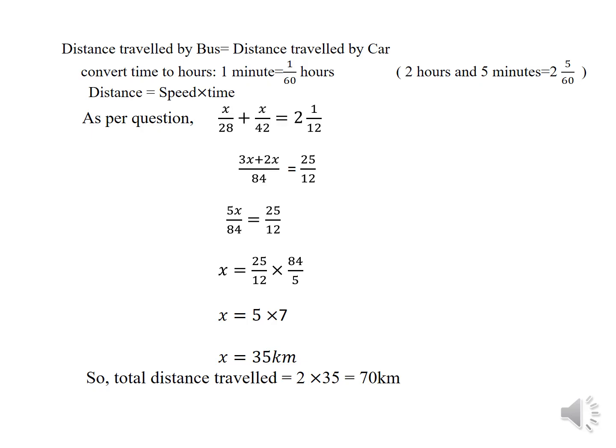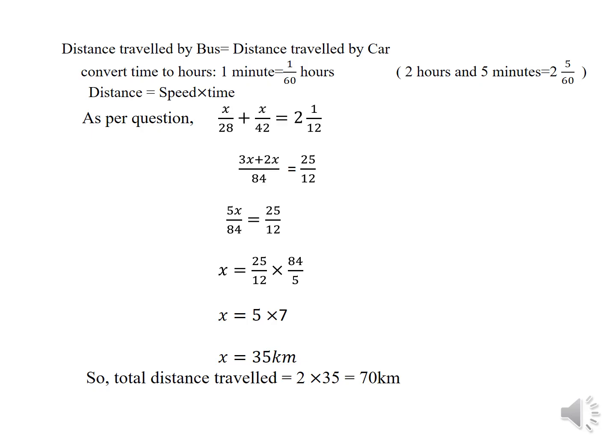So time, meaning 2 and 1 by 12 hours, is equal to distance by speed, meaning x by 28 plus x by 42, because we don't know how much distance was travelled by bus and car, so in the beginning we assumed the x value. If you take the LCM of 28 and 42 we get 84. How many times does 28 go into 84? 3 times. So 3x plus, in the same way, 42 goes into 84 2 times.